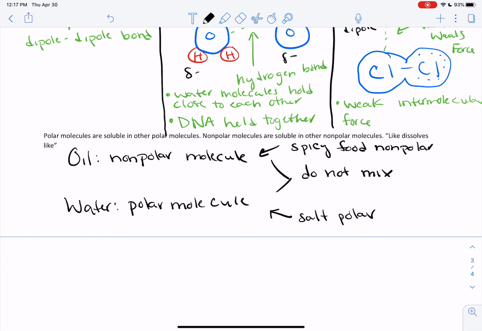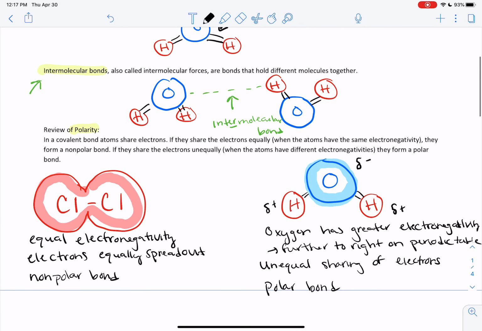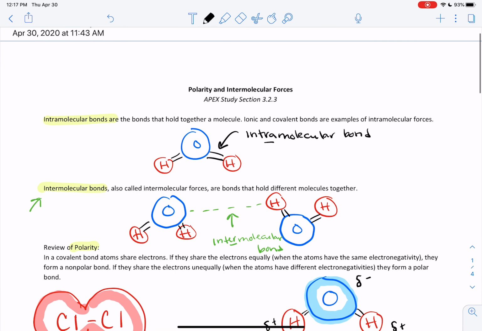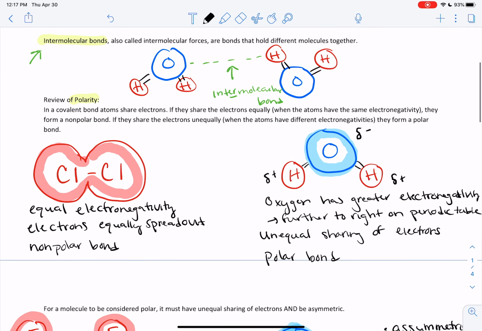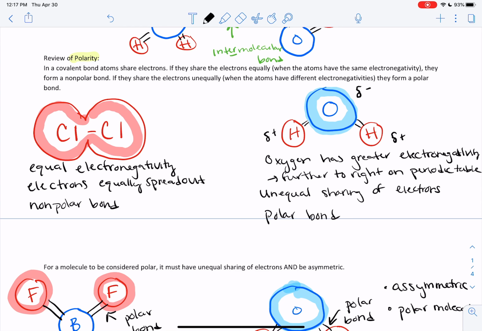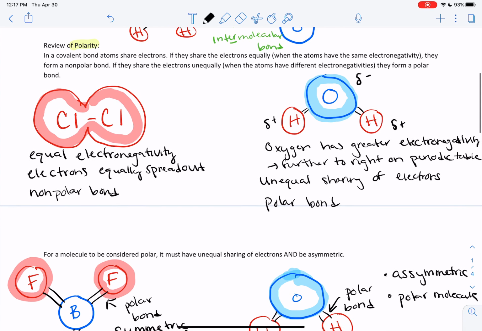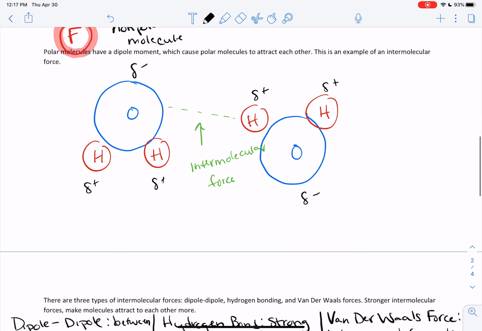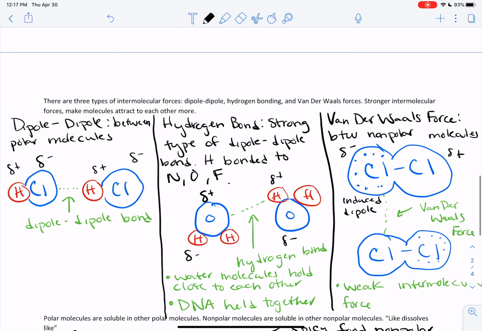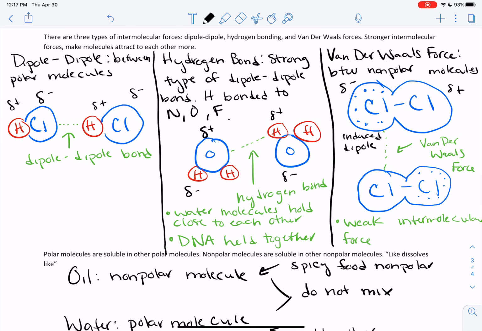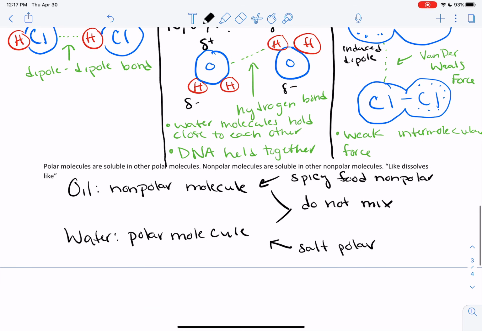So what we need to know here is we need to know the difference between an intermolecular and an intramolecular bond. We need to know what polar molecules are and how to identify if a molecule is polar. We need to be able to identify the type of intermolecular force between dipole-dipole, hydrogen bonds, and van der Waals forces. And we need to be able to explain why oil and water do not mix using polar and nonpolar. Thank you very much.